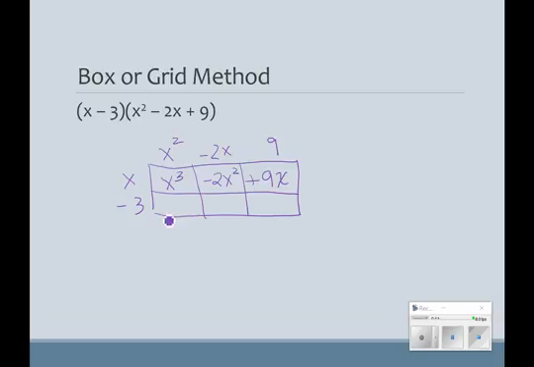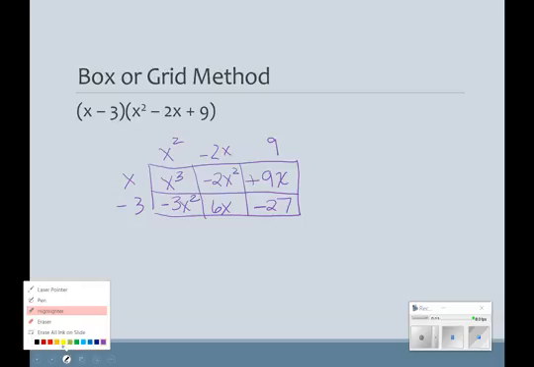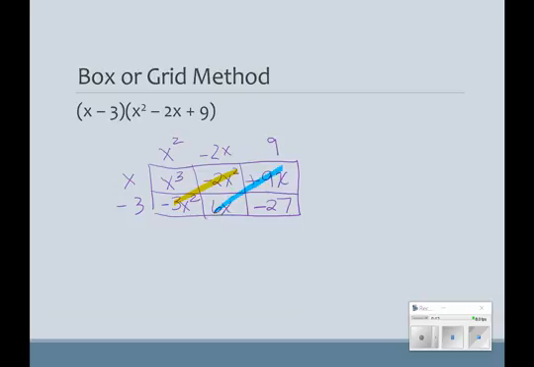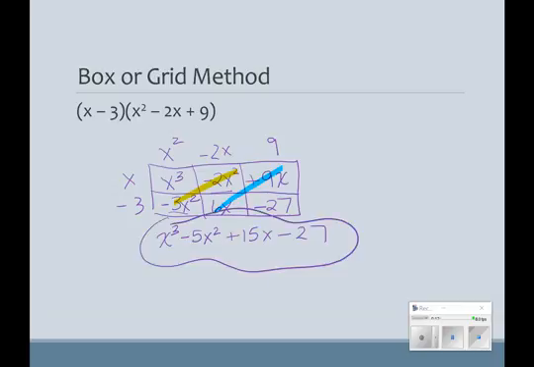In the bottom left, negative 3 times x squared is negative 3x squared. Negative 3 times negative 2x goes in the middle bottom, so positive 6x. And then negative 3 times 9 is negative 27. On my diagonals again, like terms there, like terms there. So when I put it all together, I've got x cubed, negative 2x squared and negative 3x squared is negative 5x squared. 6x plus 9x is 15x minus 27. So that puts your trinomials all together nice and neat.